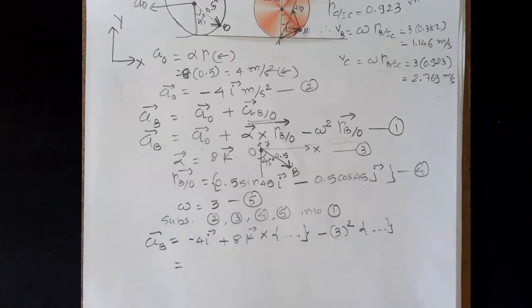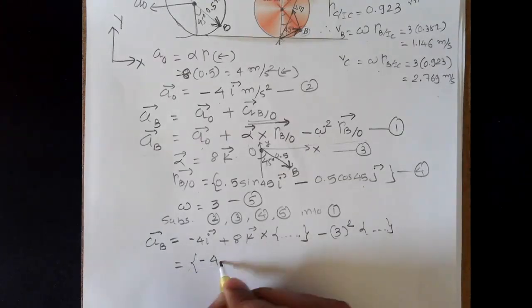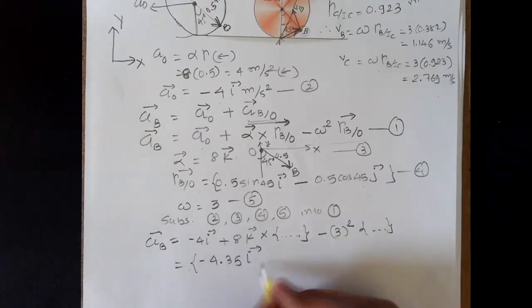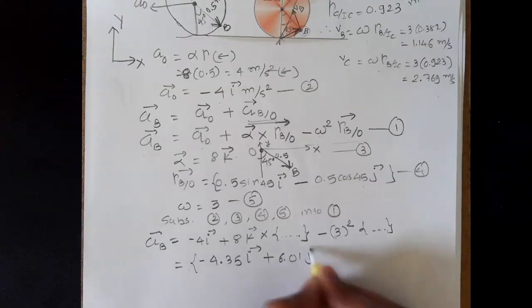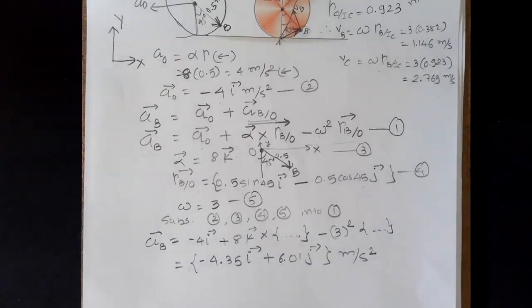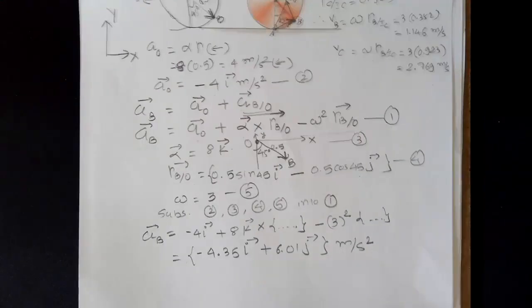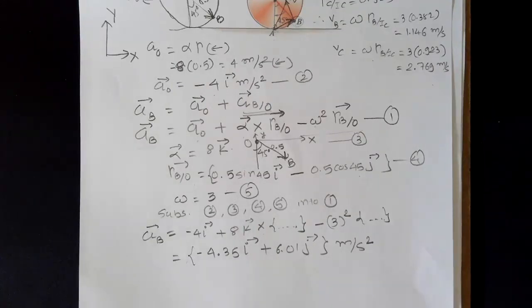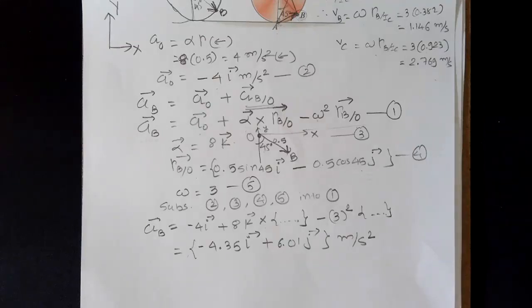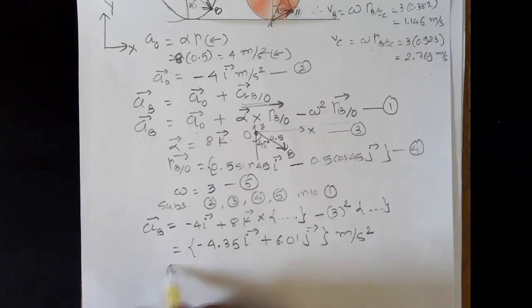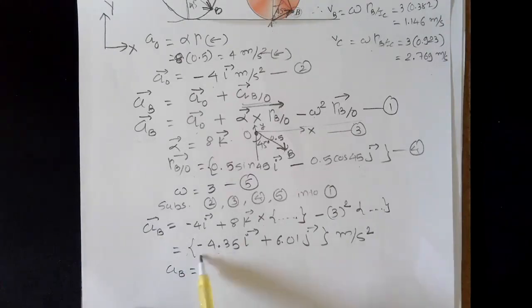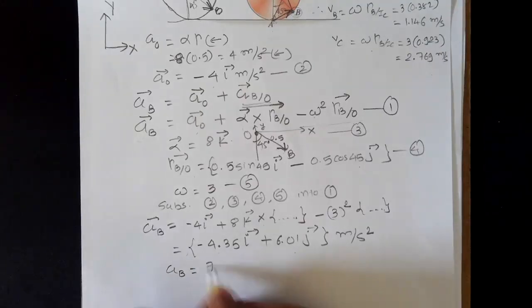You will get this as minus 4.35 i plus 6.01 j, and that's the acceleration of point B. Okay, so this is the acceleration of B, which has negative i and positive j components in it. We have been asked to calculate the magnitude and direction of acceleration. So the next step is, because this is a vector with i and j components, you know how to calculate the magnitude of the vector, which is square root of i part square plus j part square. Okay, and if you do that, you'll get this number as 7.42 meters per second square.